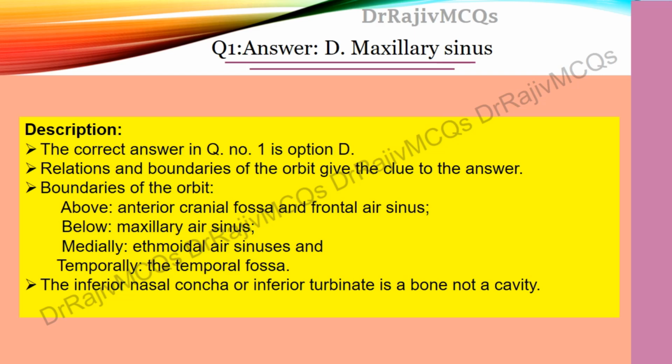The inferior nasal concha or inferior turbinate is a bone, not a cavity. It extends along the lateral wall of the nasal cavity and they are not related to orbits.